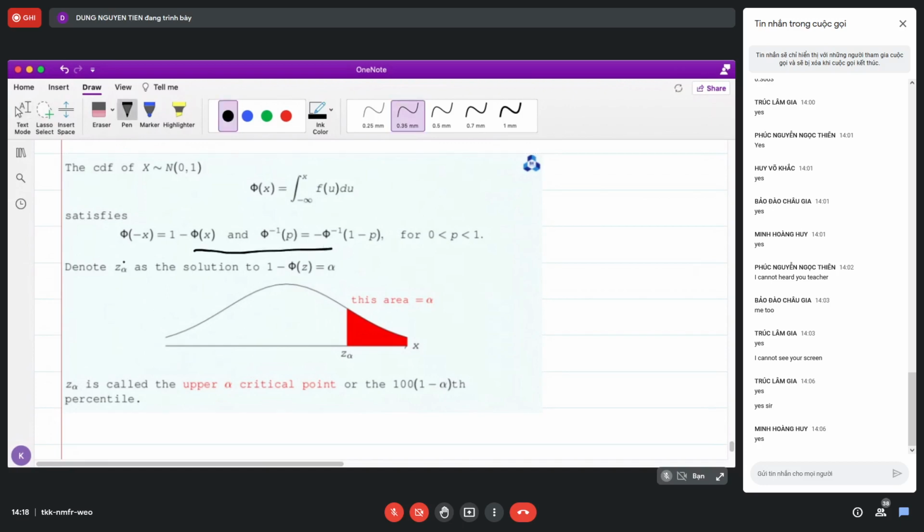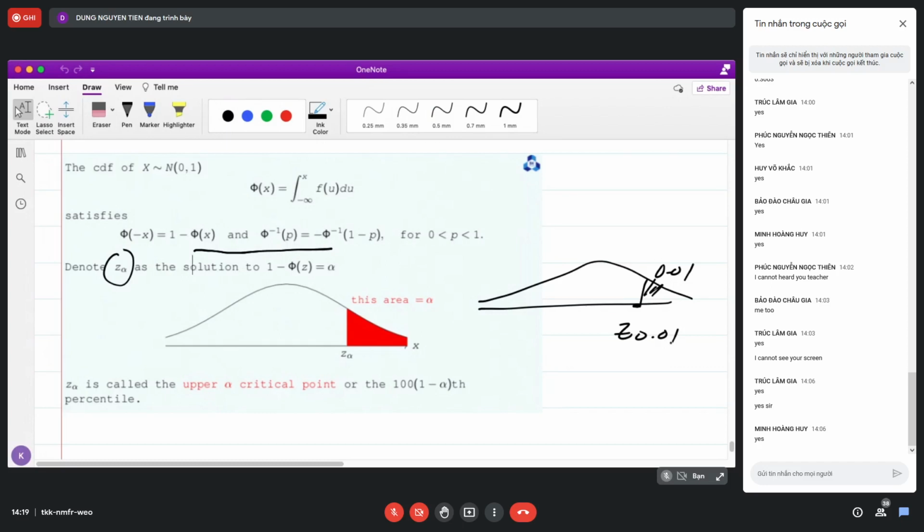But I want to introduce to you the concept of Z alpha. Z alpha is called the upper alpha critical point, and that is the point such that the area to the right, the red region, is alpha. So if you have the curve like this one, and the area is 0.01, this point is denoted by Z 0.01, and you call it the upper 0.01 critical point. Is that all clear?